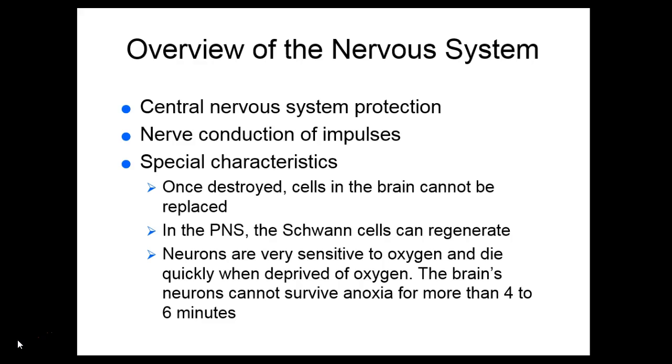Okay, so central nervous system protection. The bones of the skull and the vertebral column form the outer layer of protection for the brain and the spinal cord. The meninges are the protective membranes that cover the brain and are continuous with the membranes covering the spinal cord.